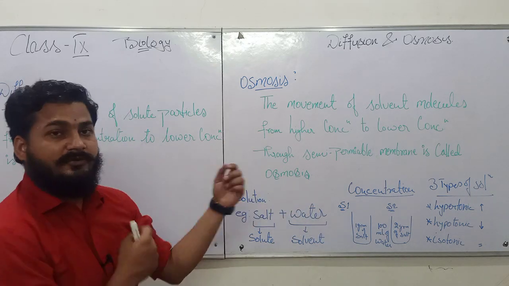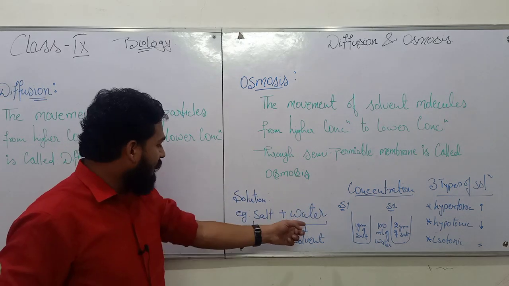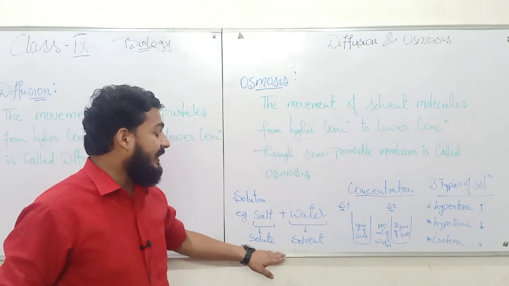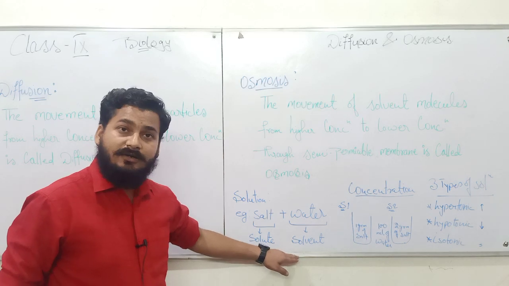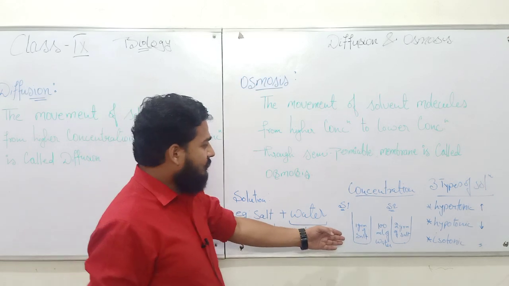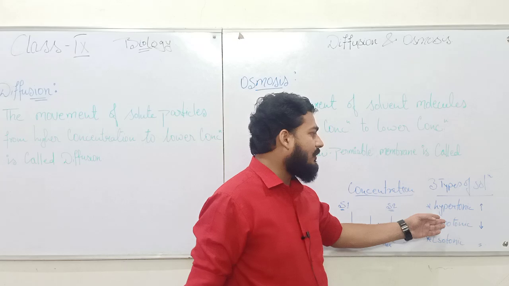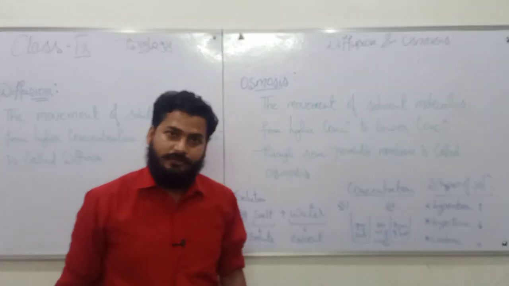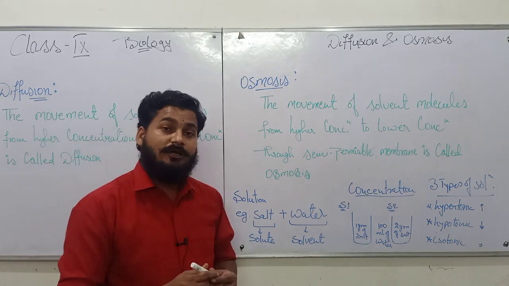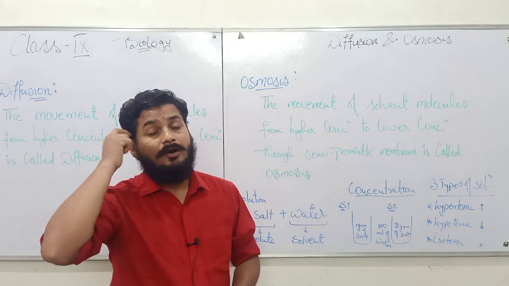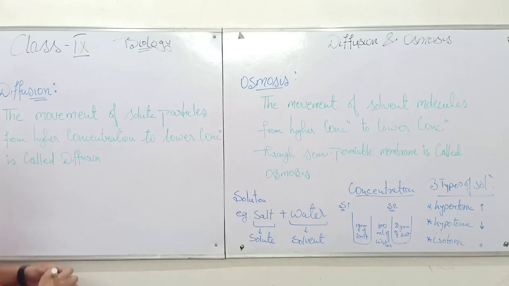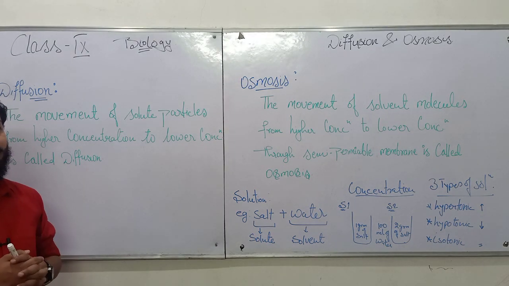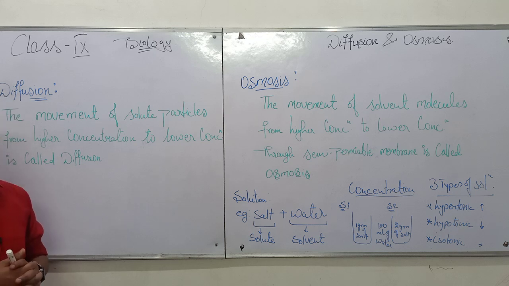A solution is a mixture of two or more things, for example, salt and water. The component which has been dissolved is called the solute, and the one in which it has been dissolved is called the solvent. We have talked about concentration and we have talked about three types of solution, that is hypertonic, hypotonic and isotonic, based on the difference in amount of solute. Now come to the main topic of today, that is diffusion and osmosis.